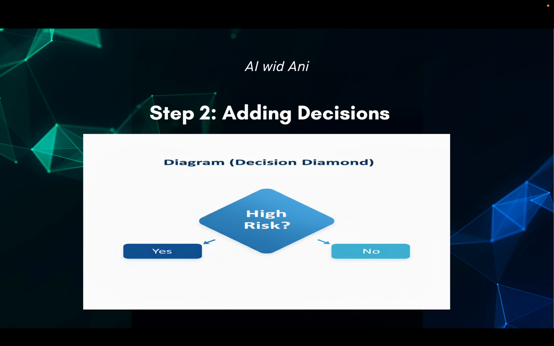Now comes the interesting part, decisions. This is where workflows stop being linear. In QA, this usually looks like a simple question: is the risk high or not? Every meaningful workflow has decisions. If it doesn't, it's just a checklist.